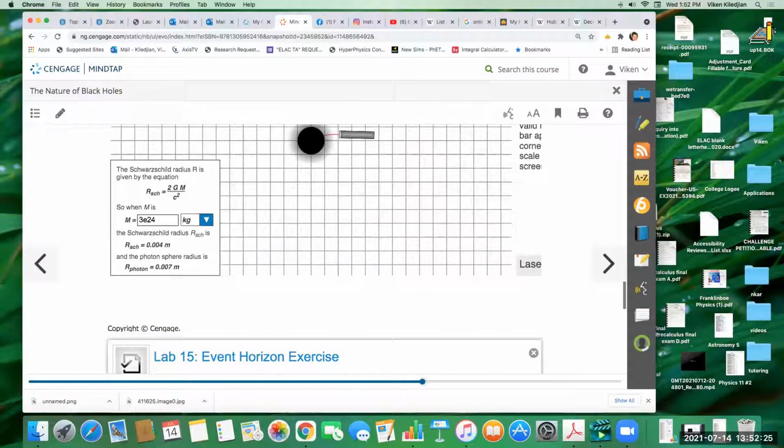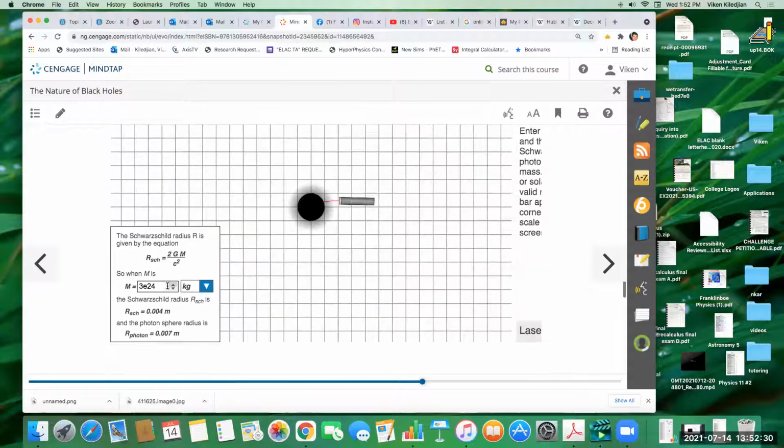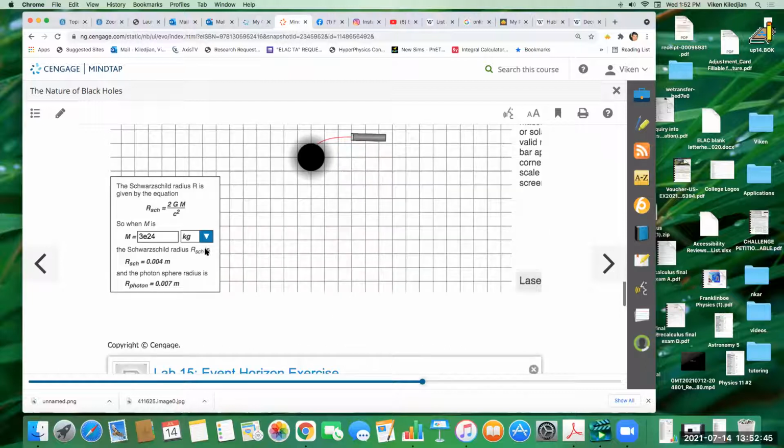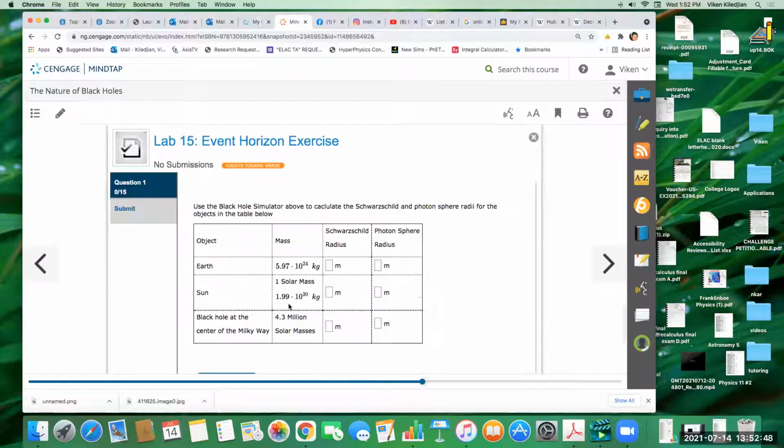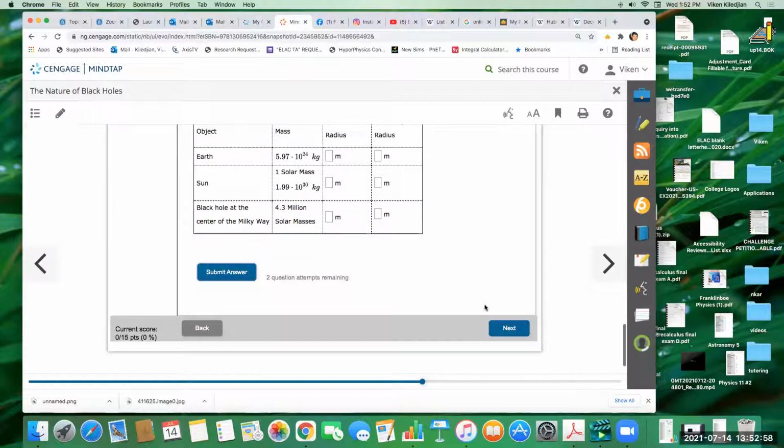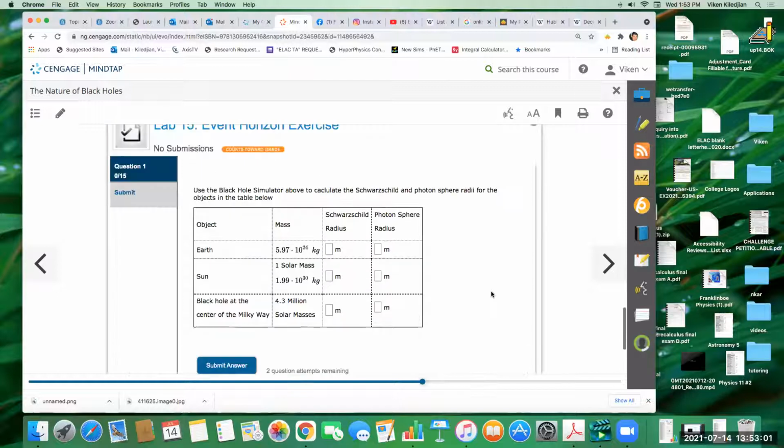Okay, so basically, I was hoping that when I change the mass here, that would allow me to test the photon radius of the Earth, but I don't think it works that way. So you just change the mass and then it shows you here, and then you do the sun, then you do the black hole at the center of our Milky Way, 4.3 million solar masses. Then you would put those and calculate these, and I think that would be it, really. That's all it's asking as far as this.